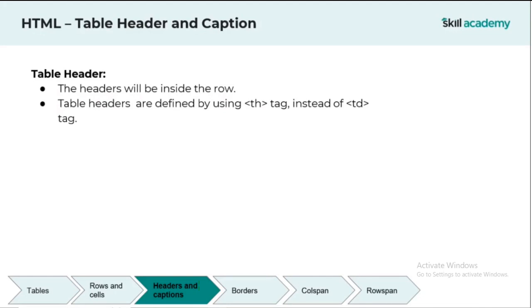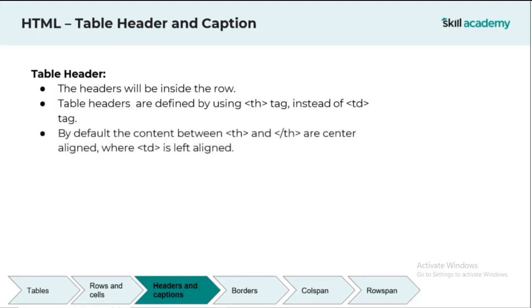And how you can define these headers in a table? With the help of th tag. By default, the content between the opening th and the closing th are center aligned, where table data is left aligned. Practically, I'll show you this.